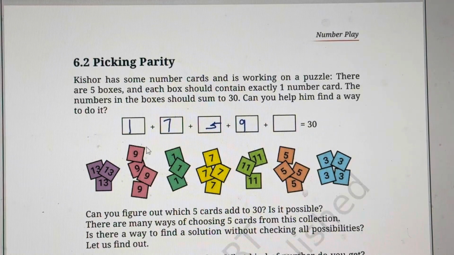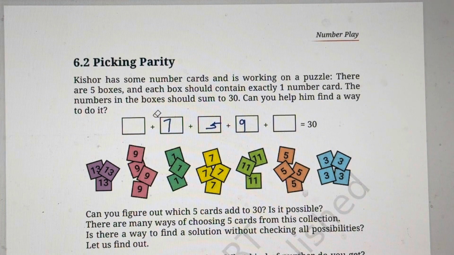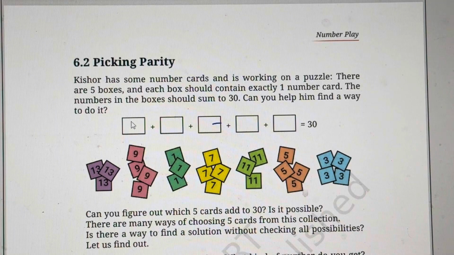So let us try one more time. Instead of 1, let us change all the numbers. Suppose we take 11, then 5. Let us try with all smaller numbers: 7 plus 1 and 3. So 11 plus 5 is 16, 16 plus 7 is 23, 23 plus 1 is 24, 24 plus 3 is 27. It doesn't come up to 30.